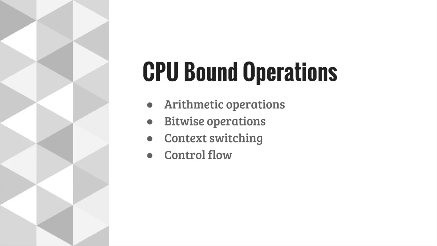Context switching is when you need to switch to another thread. That means it has to reload all the state from off of the CPU and onto the CPU so it can resume another thread. Control flow is basically when it needs to move data from one component to another, for example, from disk to memory or memory to CPU.